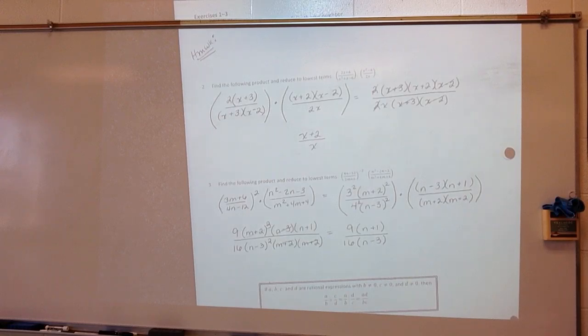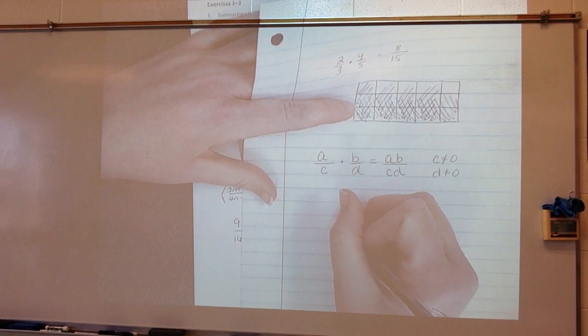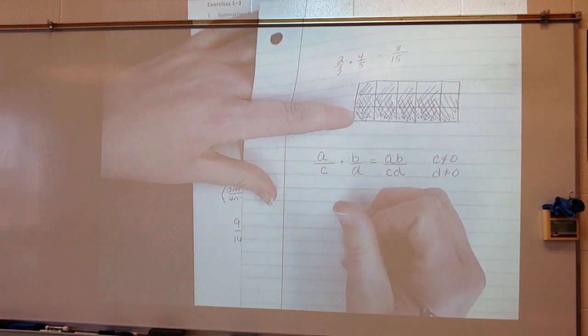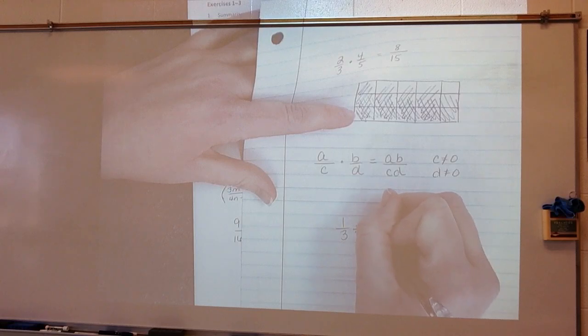All right, I want you to remember that division of numbers is equivalent to multiplication of the numerator by the reciprocal of the denominator. So in other words, say I want to take 1/3 divided by 4/5.